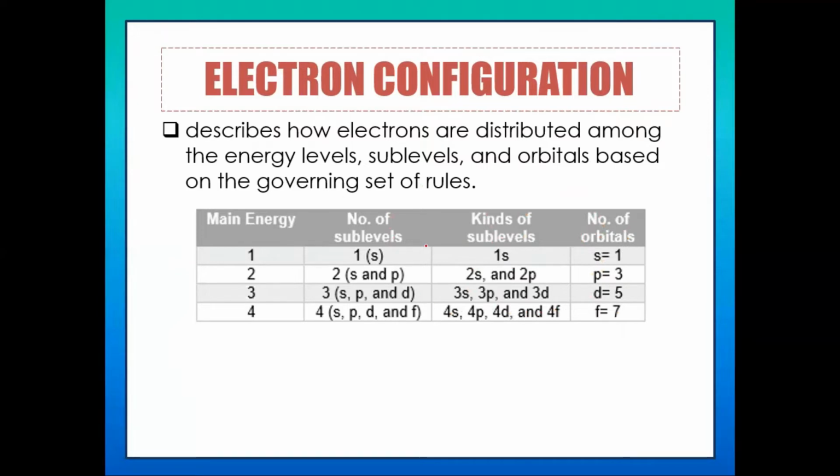Okay, just to add, remember also that s can hold less than or equal to 2 electrons. For p, it can hold less than or equal to 6. For d, less than or equal to 10. And for f, less than or equal to 14. Okay? And later you will realize why these numbers are for this particular sublevel or orbital. Now let's talk about the different governing rules for electron configuration.